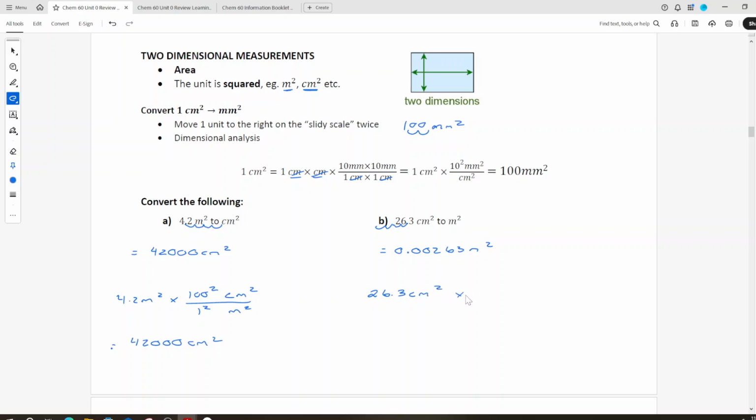we would be going from centimeters into meters. In 1 meter, there are 100 centimeters. So in 1 meter squared, there is 100 square centimeters. So I am going to be taking 26.3 and dividing it by 100 twice, or 100 squared, and I get 0.00263 meters squared. Awesome. Okay, last one.